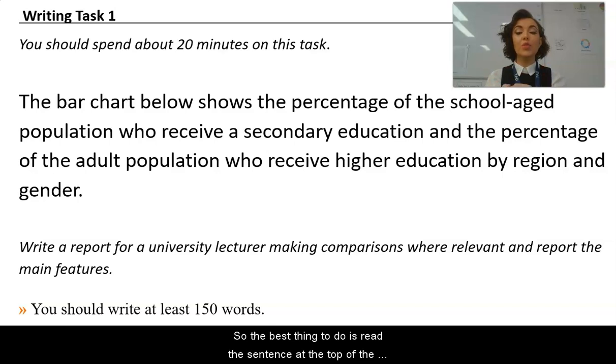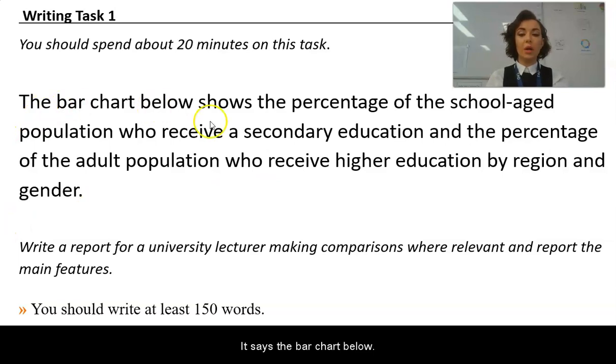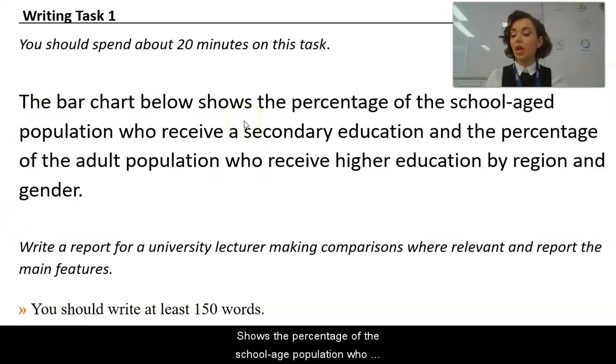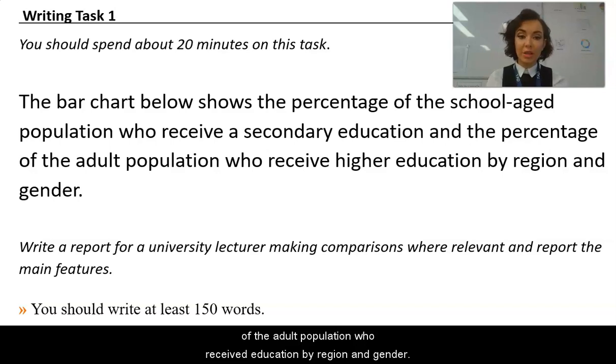So the best thing to do is read the sentence at the top of the diagram, paraphrase it, so use some synonyms, and you will also need to use these synonyms to write your introduction. But also it will help you to understand a little bit better. So if we look at the sentence today, it says, the bar chart below shows the percentage of the school-aged population who receive a secondary education and the percentage of the adult population who receive higher education by region and gender.